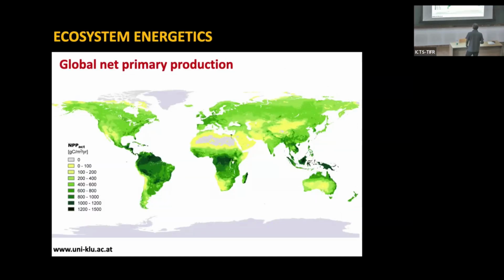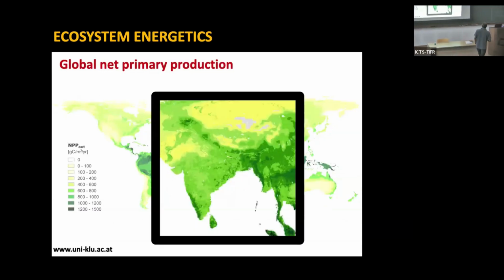And you can see this in India as well. So here's a blowout of the Indian landscape. You can see some of the biodiversity hotspots sticking out.